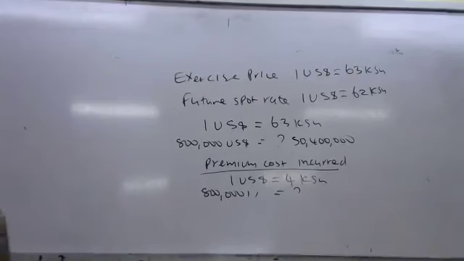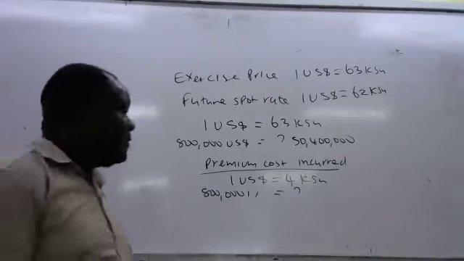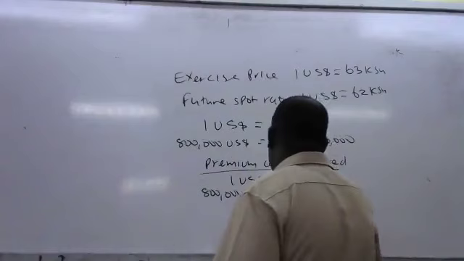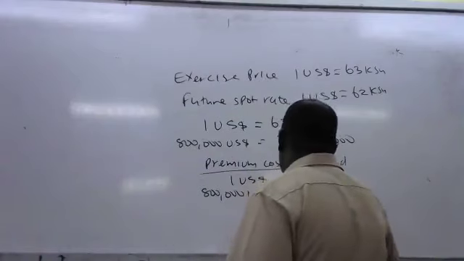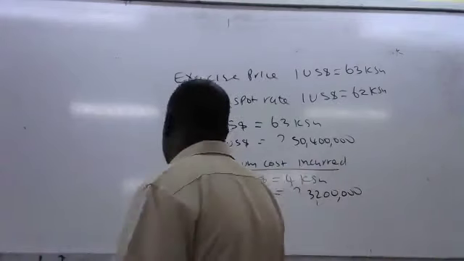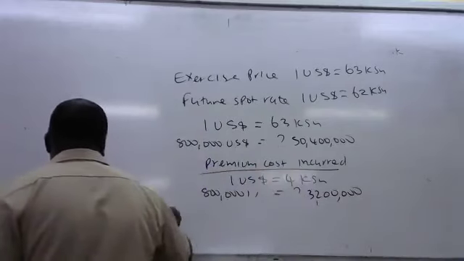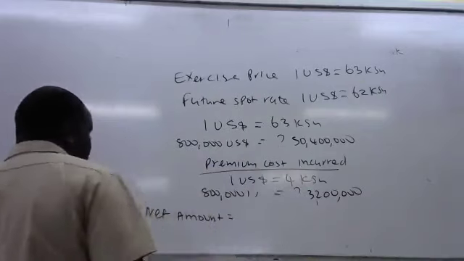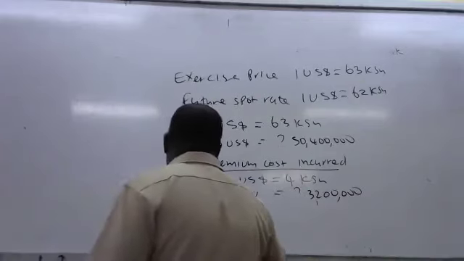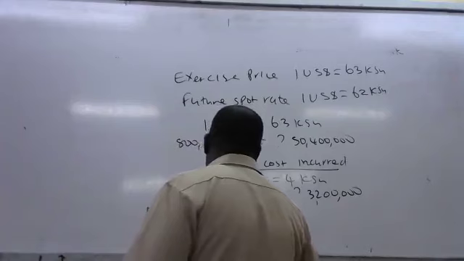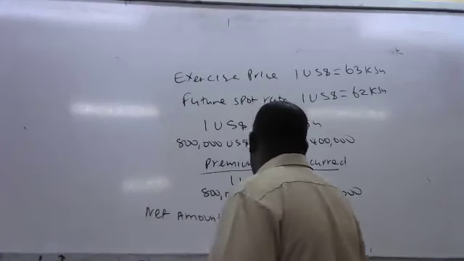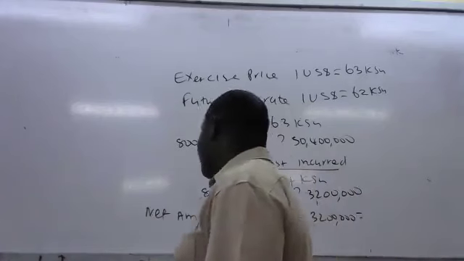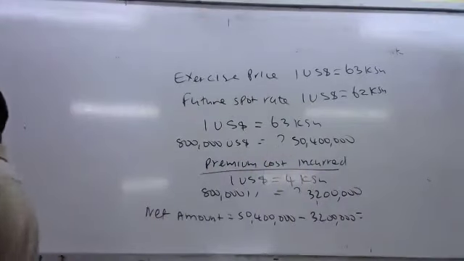So to get the premium on that point, that premium is how much? So the 3.2 million. So the net amount should now be the 50.4 million, we subtract 3.2 million, and now we get the net amount for that.